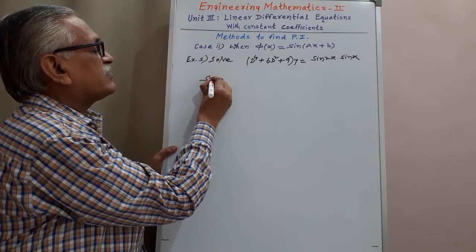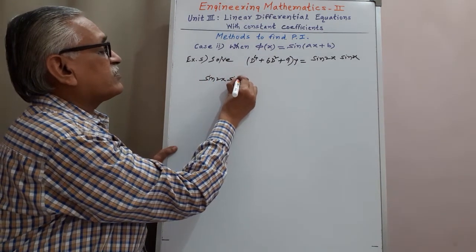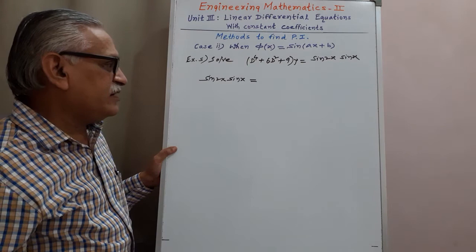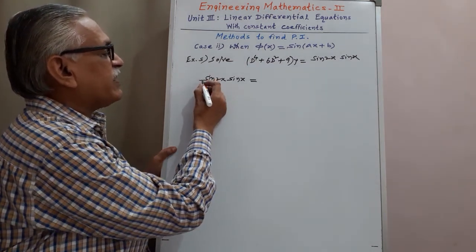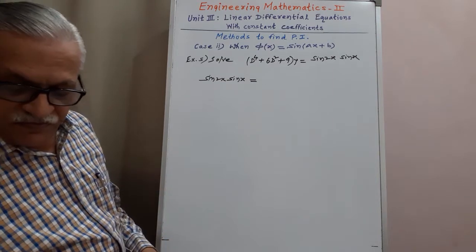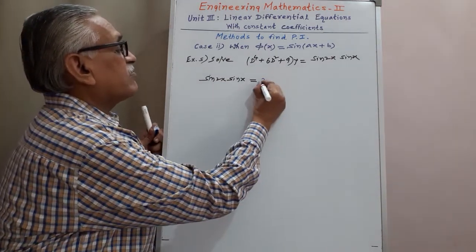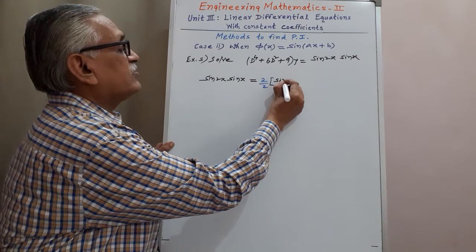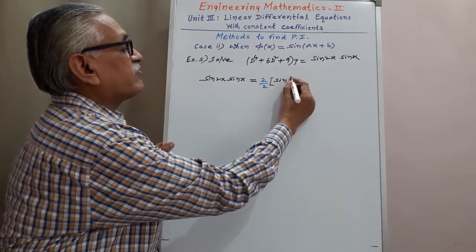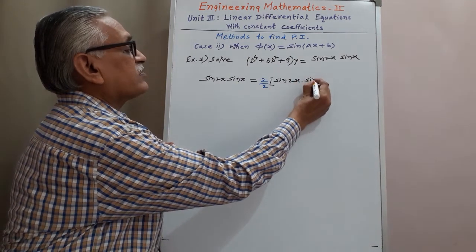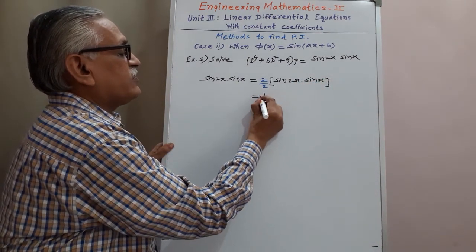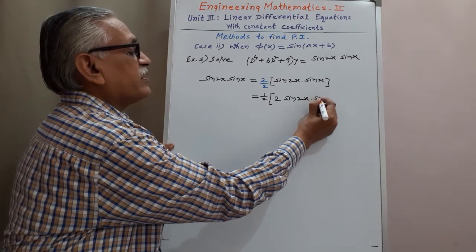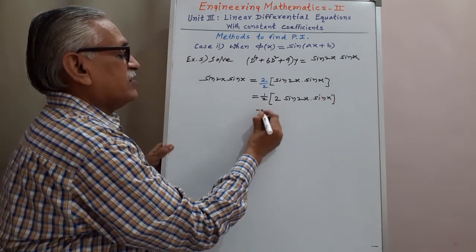Therefore, sin 2x into sin x, the product we convert into a sum by the defactorization formula, multiplying by 2 and dividing by 2 to this expression. Sin 2x into sin x, it is 1 by 2.